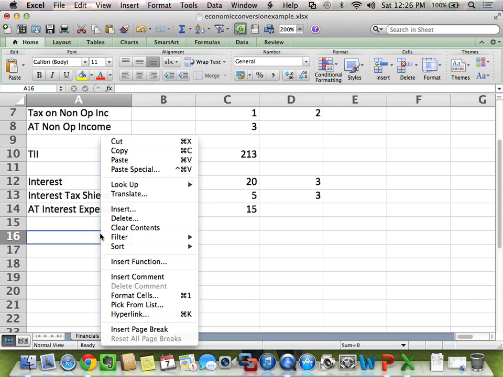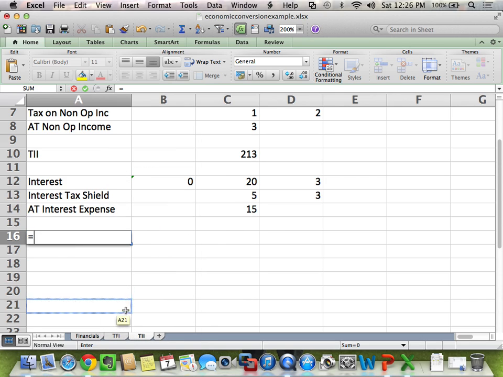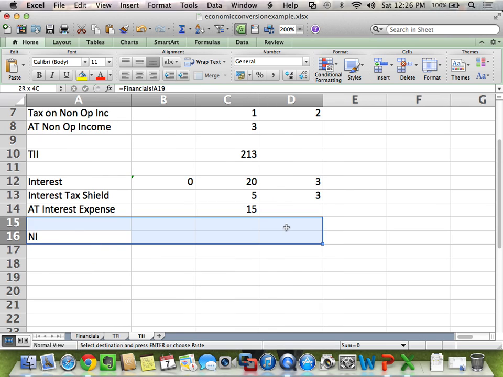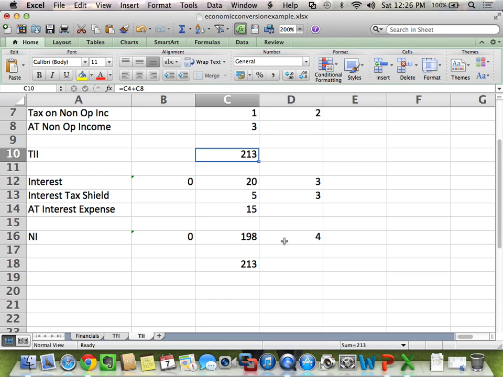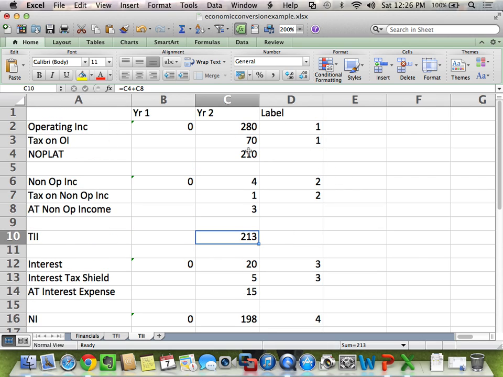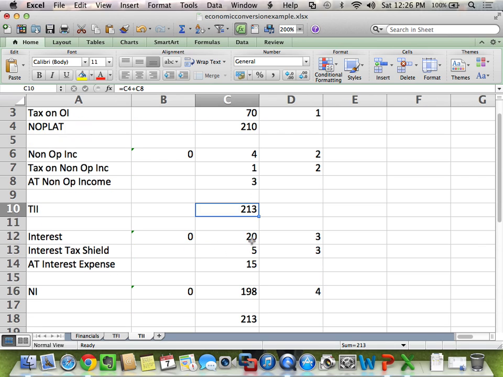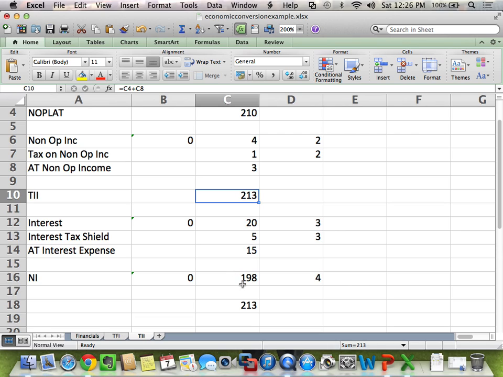And then we have the equity cash flows. Off the income statement, we only had one. That was the net income. That's my 4. When I add my 3s and 4s together, 213 equals 213. My TII balances. So that's the point. Profit from operating activities, profit from non-operating activities, total income that I could pay to the investors. How much was paid to the debt? How much was paid to the equity? That's the structure of this statement.